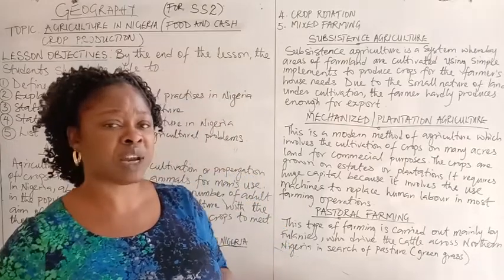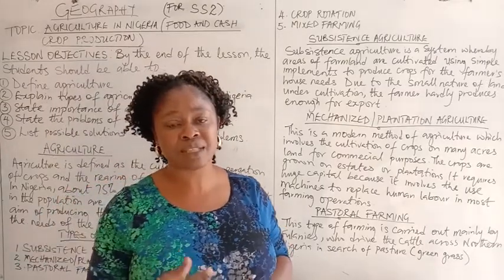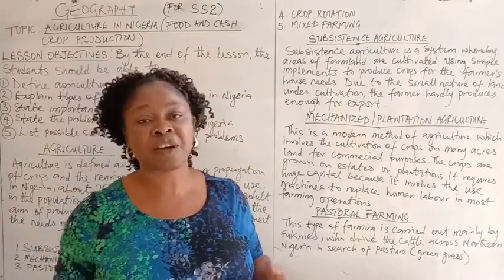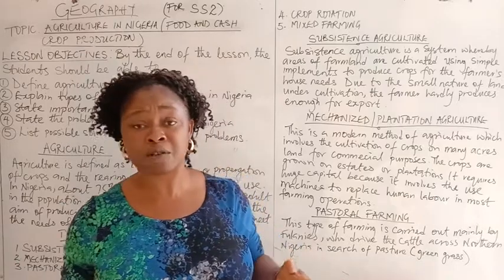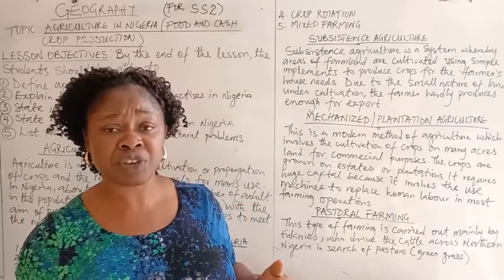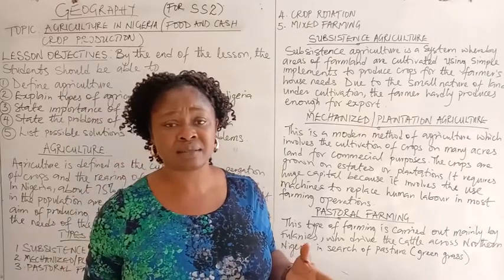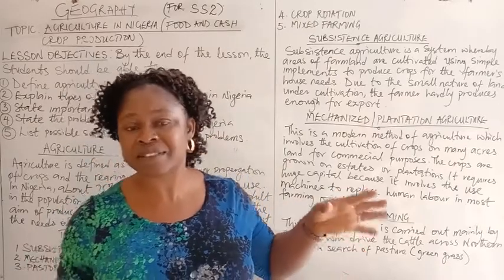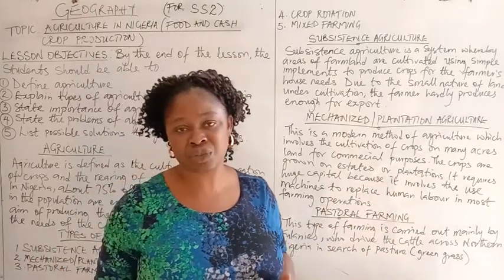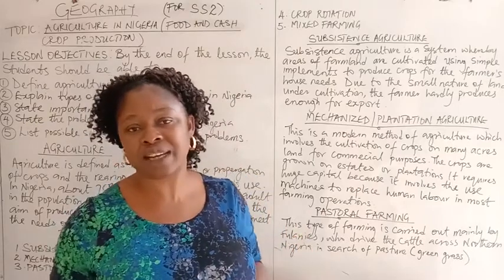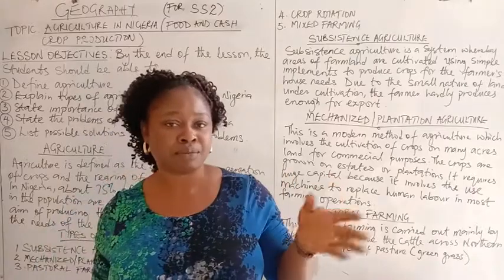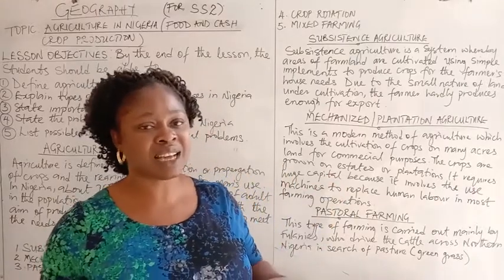We also have bush fallowing. Bush fallowing is another system of subsistence agriculture whereby the farmer plants on a piece of land, and after a period of about 2 to 3 years, he leaves that land to be left fallow so that it can generate natural vegetation to bring back the fertility of that land. After some time, the farmer goes back to that same plot of land after it has regained its fertility.